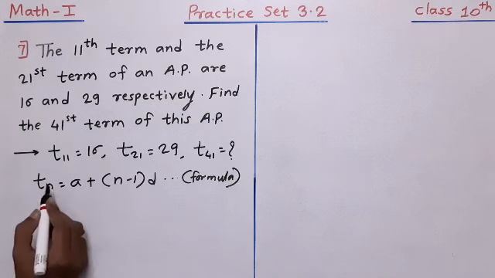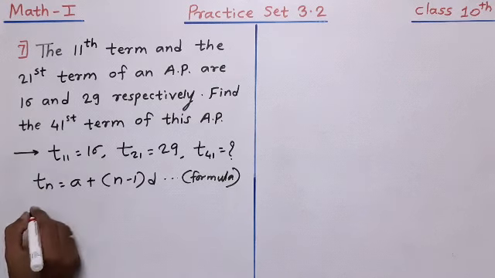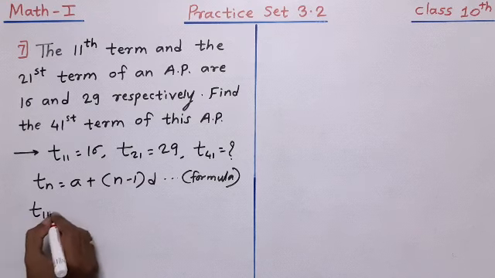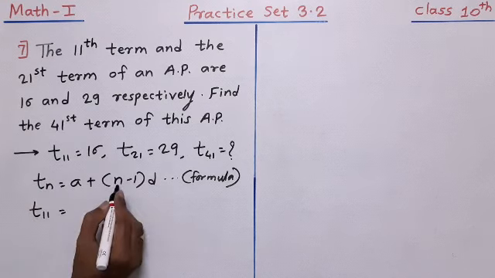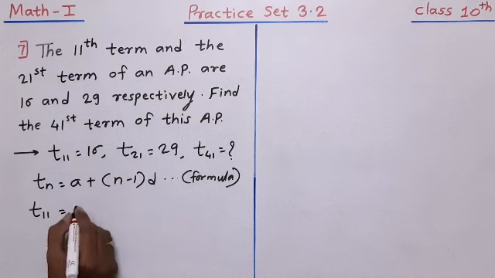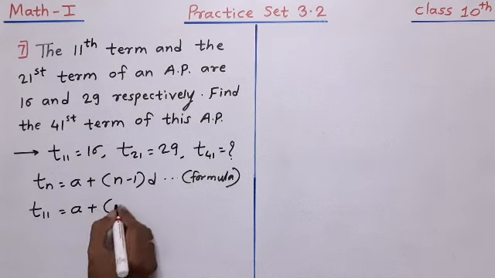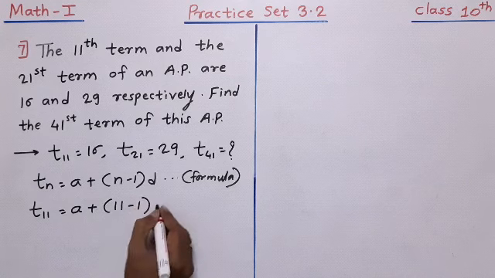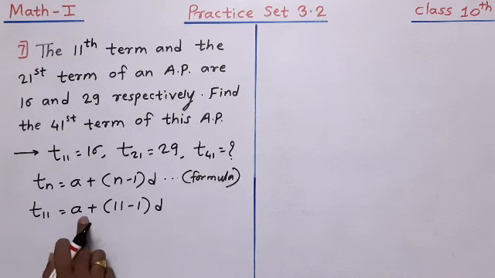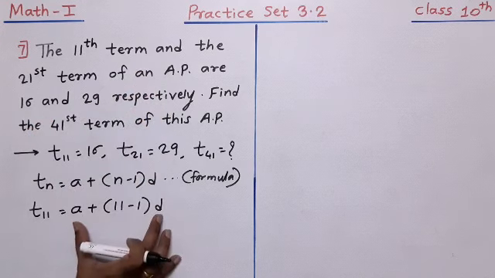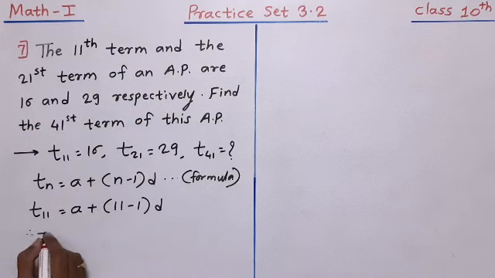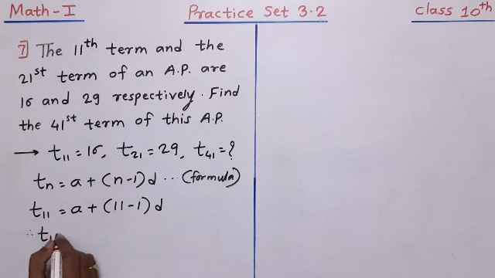Now, first of all, we are going to write T11 here. When we write T11, means in place of n equals to 11, we are also writing here n equals to 11. Other terms will be as it is, A plus in bracket 11 minus 1 into D. As the first term and a common difference are unknown here, we cannot put the values of A and D here. Okay. Now, the next step will be T11 is equal to, we can put the value of T11 here because it is given here.